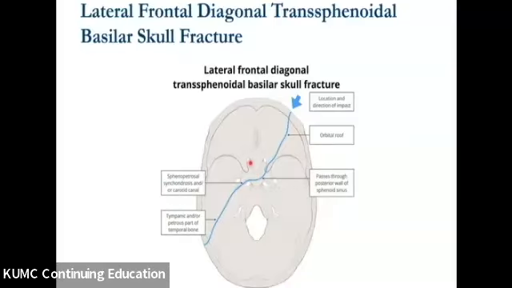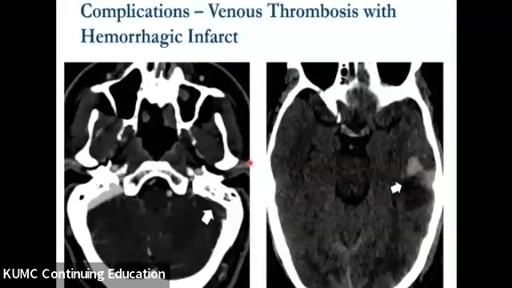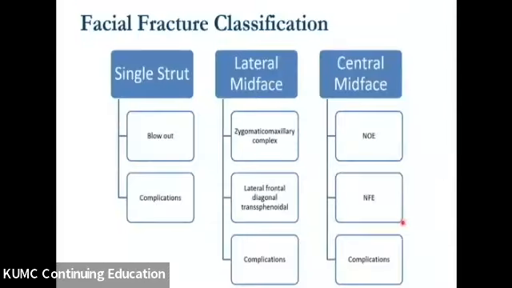Anytime you cross a sinus with a fracture, you're at risk for venous thrombosis. So that's what you're seeing here. This is left sigmoid sinus venous thrombosis. And then a subset or a minority of those patients will go on and develop a hemorrhagic venous infarct.